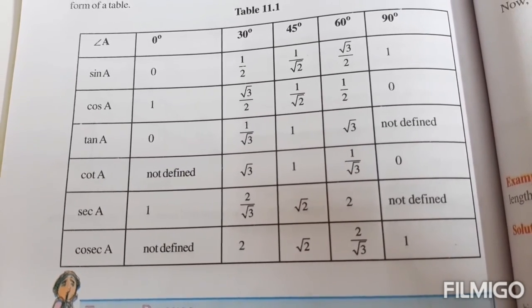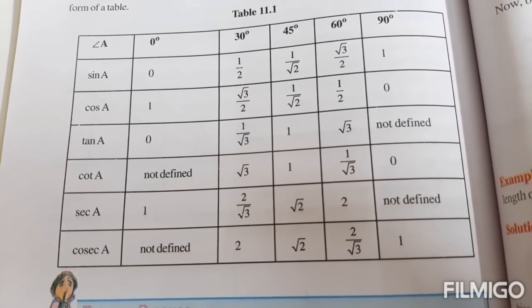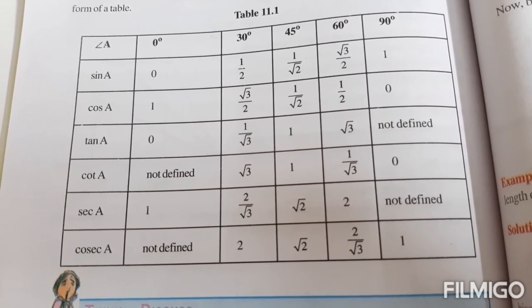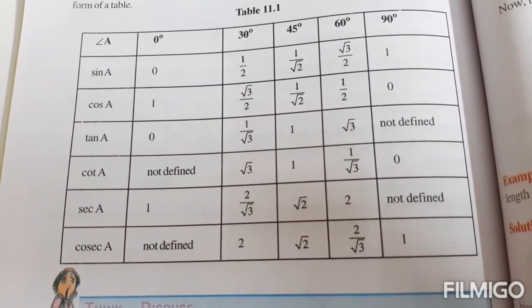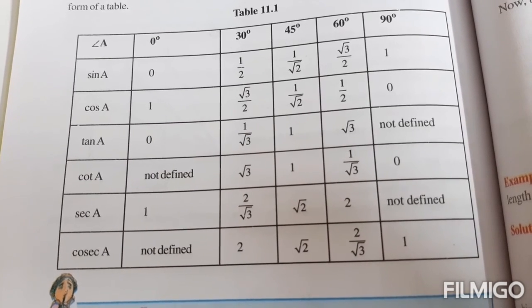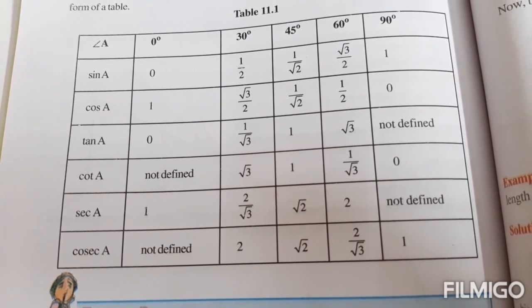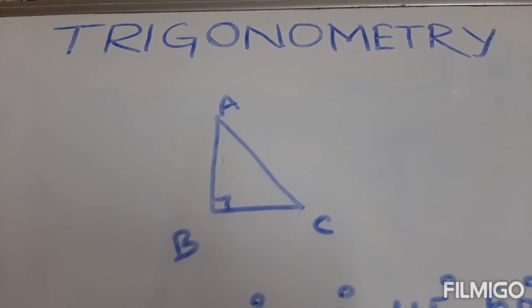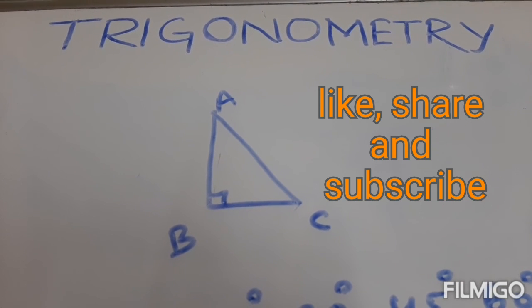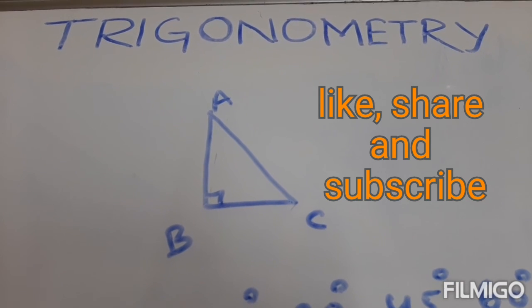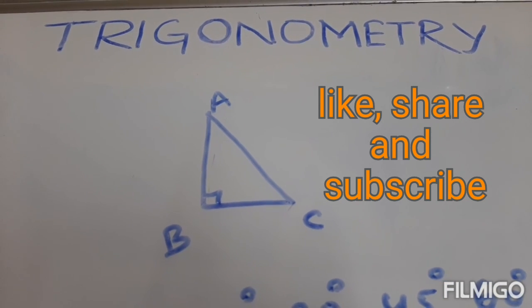The reciprocal of tan A will give us cot A, the reciprocal of cos A will give us secant A, and the reciprocal of sin A will give us cosecant A. And friends, by using all these formulas, we can solve many sums regarding trigonometry, so do practice.